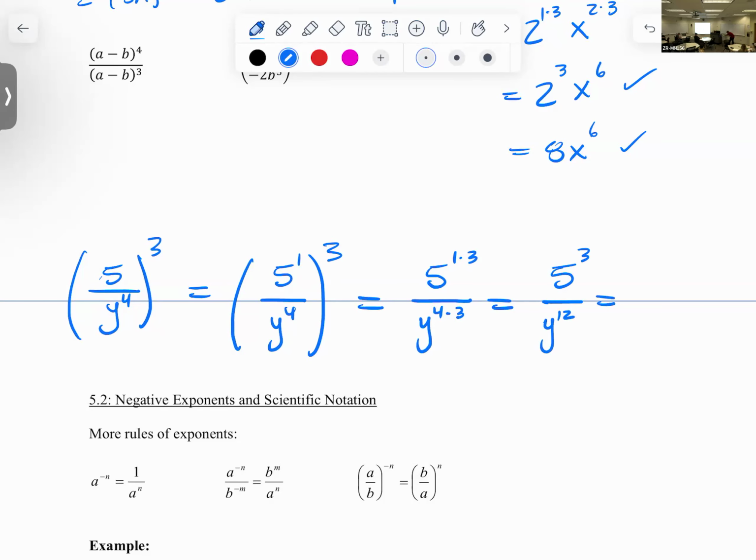5 times 5 times 5 is actually 125. So I could go one more step just to make the number nicer. And again, only when the numbers are low do I even bother going further.